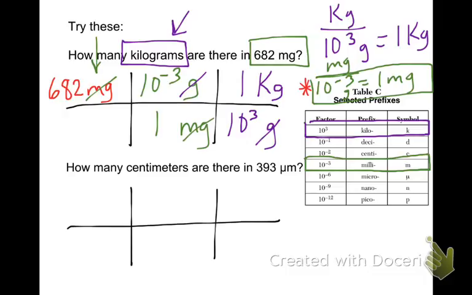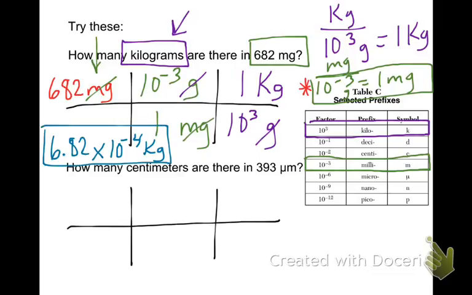And we'll place a 1 in front of kilograms. We'll multiply straight across, so 682 times 10 to the negative third divided by 10 to the negative third will in fact give us an answer of, and I put it into scientific notation, and our value came out to be 6.82 times 10 to the negative fourth kilograms. Okay. So now, moving on to the next one.